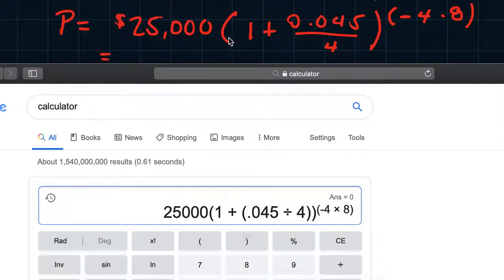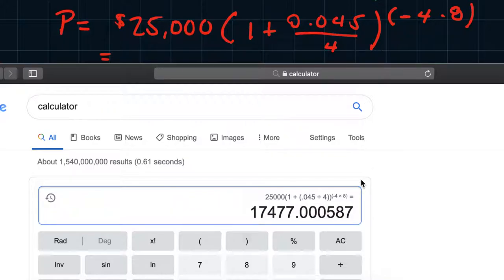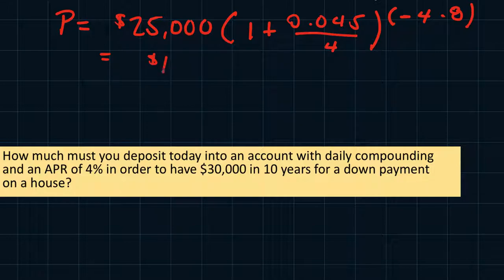You can see this is 25,000 times (1 plus 0.045 divided by 4) raised to the negative 4 times 8. And then we hit enter. We get 17,477. So let's write that. 17,477.